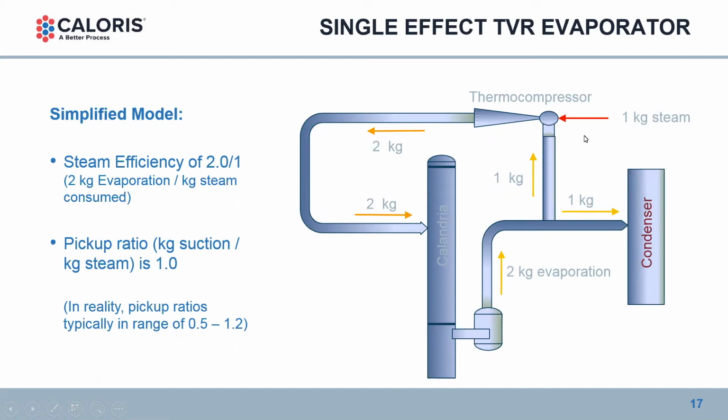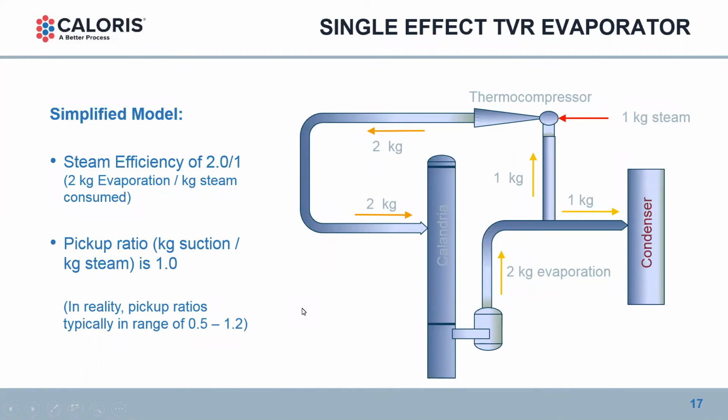A kilogram of motive steam, those commingle. I now have my 2 kilograms of heating vapor, heating steam, and I'm rejecting 1 kilogram of water vapor to the condenser. If you remember, in the direct steam heated it's a 1-to-1. For every kilogram of steam going in the system, I've got a kilogram of waste heat going to the condenser.